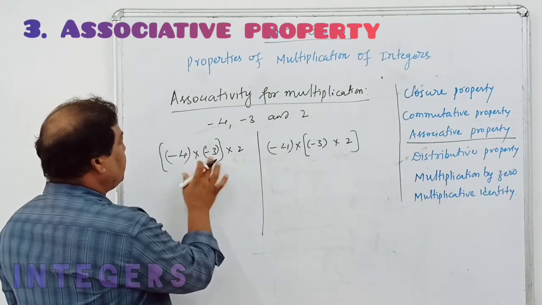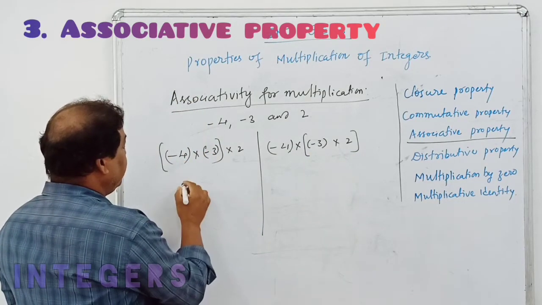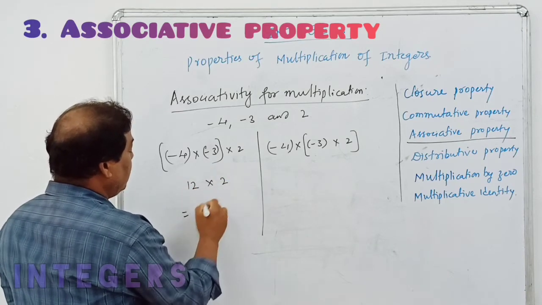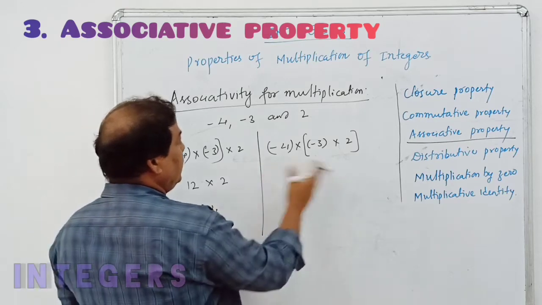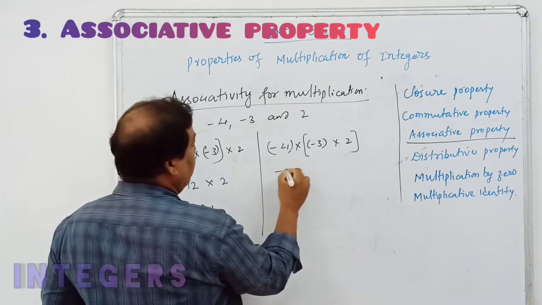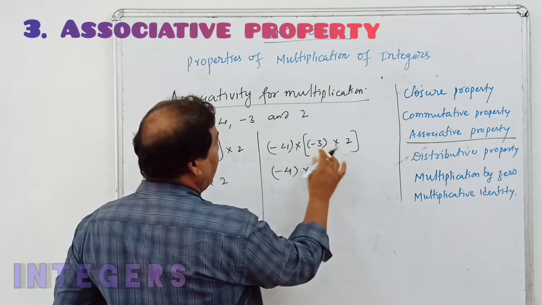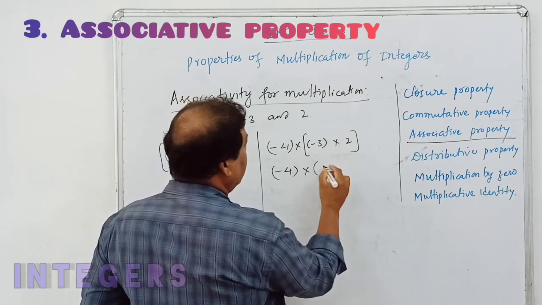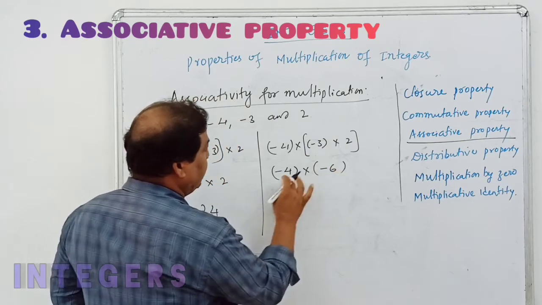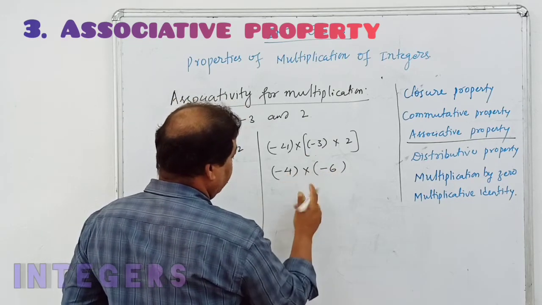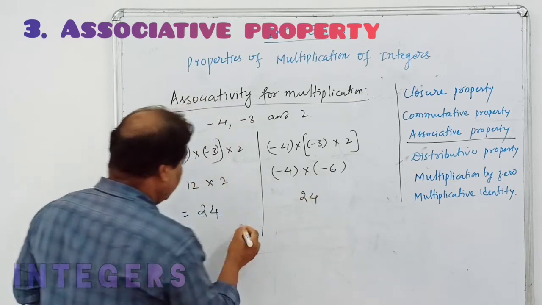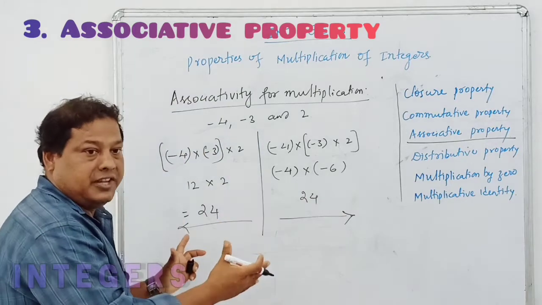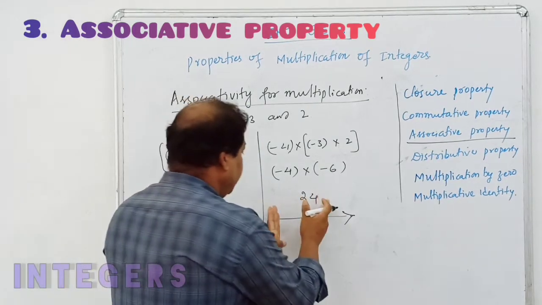Now you have to multiply these two numbers. Negative sign times negative sign is positive. 4 threes are 12, then times 2, 12 twos are 24. In the second case, minus 4, then you multiply the numbers in the group, 3 twos are minus 6. Negative sign times negative is positive, 4 sixes are 24. So in the first case and in the second case, both results will be the same. That is 24 here, and 24 here.